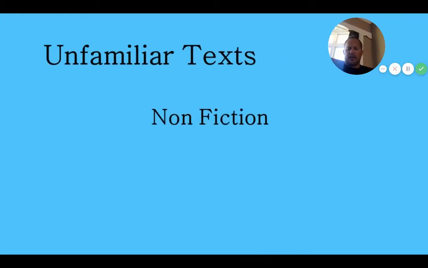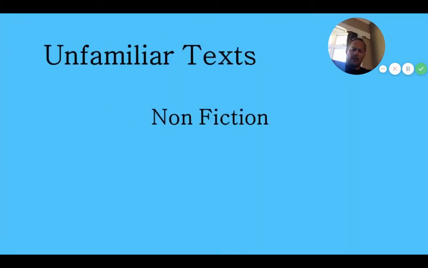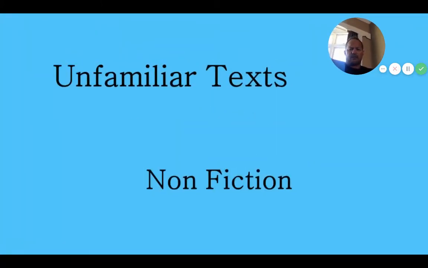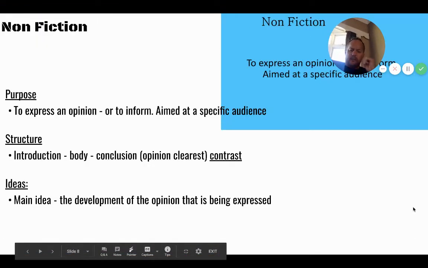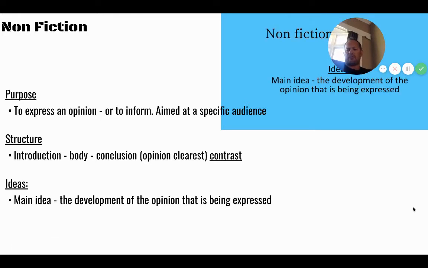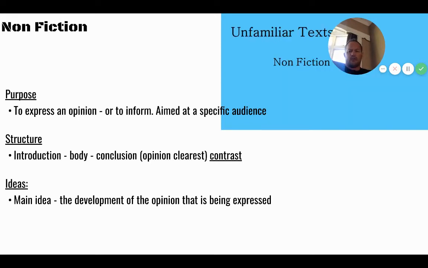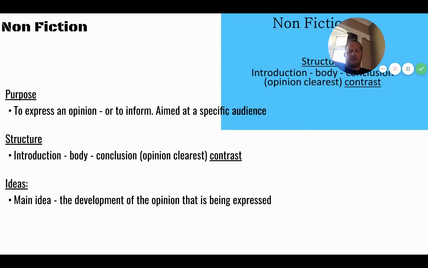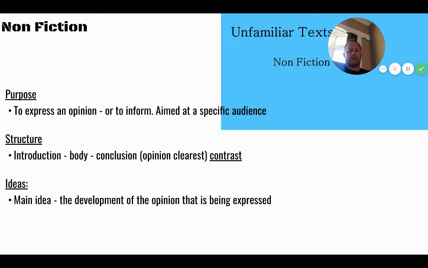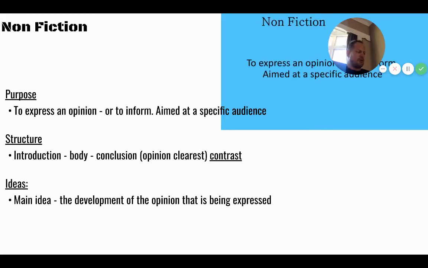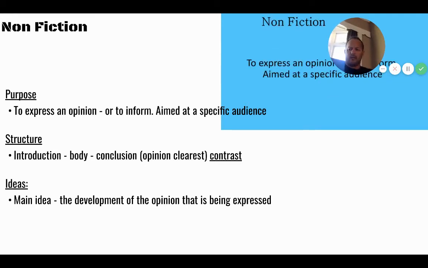Okay, this is our third part in our unfamiliar texts tutorials, and we're looking at non-fiction texts. Non-fiction texts are quite a bit different from fiction and poetry. They're different in terms of the language that's used, the purpose, structure, everything pretty much. So first off, the purpose of a non-fiction text is to express an opinion or to inform, always aimed at a specific audience, and it should be fairly easy to work out that audience by looking at the type of language that's used.